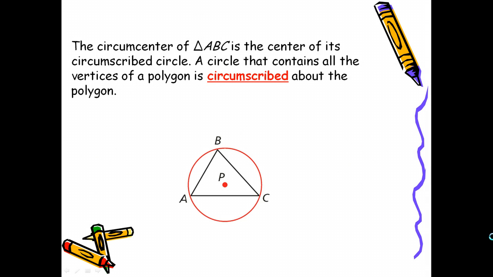The circumcenter of ABC is the center of its circumscribed circle. A circle that contains all the vertices of a polygon is circumscribed about the polygon. So I have triangle ABC, and I have a circle around it, and the vertices are on the circle. The circumcenter of triangle ABC also happens to be the center of the circle in which it is circumscribed.